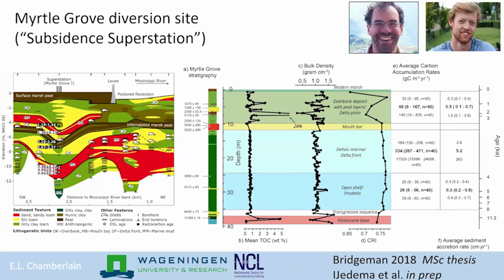We're seeing a similar thing here at the Myrtle Grove diversion site, where we have a very long core that goes down more than 35 meters. You can see it here, and it penetrates into the Pleistocene sediments. So it's capturing open shelf pro-delta deposits, deltaic marine front, the sandy mouthbar units, and then some of the subaerial delta deposits as well. And this is a PhD student, Jord, who's at Utrecht University, working with Torbjörn Tornquist and others to look at the carbon sequestration rate in these sediments.